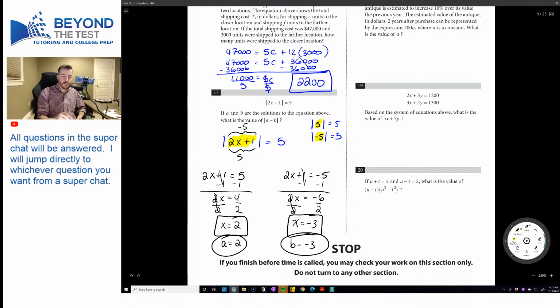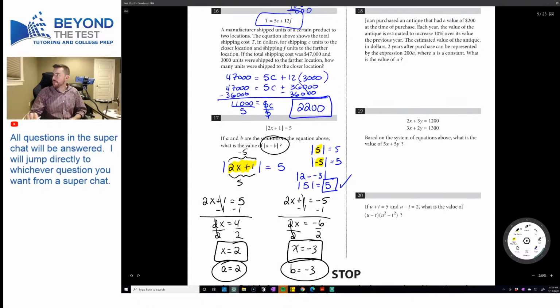So I'm going to take those and put them into my expression here. The absolute value of A minus B would be the absolute value of 2 minus negative 3. 2 minus negative 3 would be 5. The absolute value of 5 is 5. So there would be our answer. And we're done.